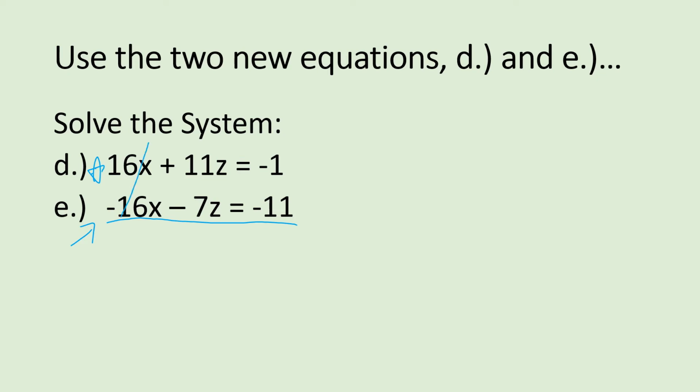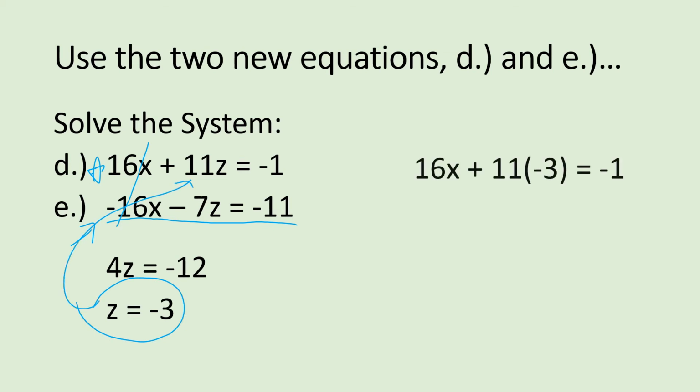So elimination's easiest. We can just add those together. We get 4z equals negative 12, z equals negative 3. Once we have this, we can take it and we can plug it in to either one of these. I'm going to say we'll plug it into this top one. So 16x plus 11 times negative 3 equals negative 1. That gives us 16x equals 32 once we add 33 to both sides.